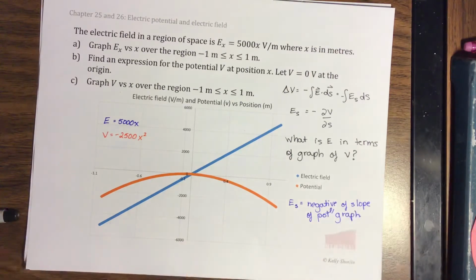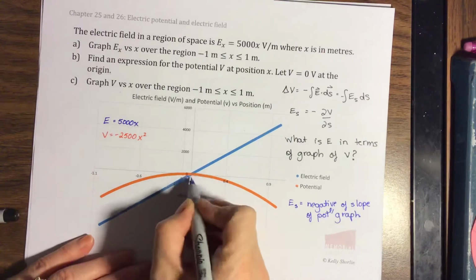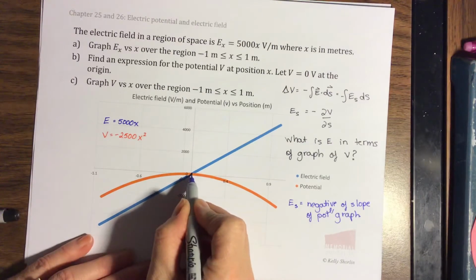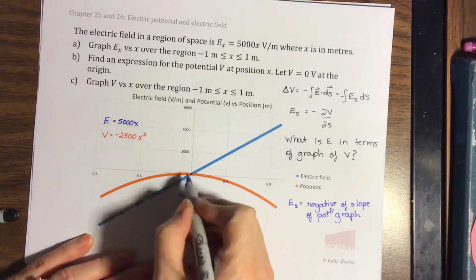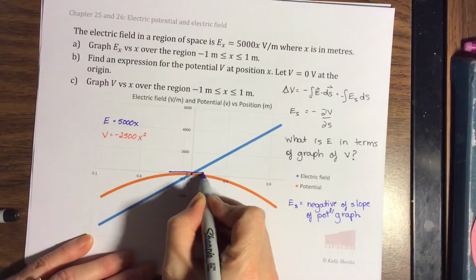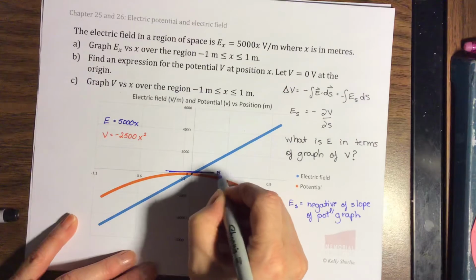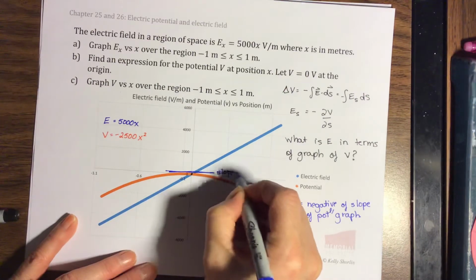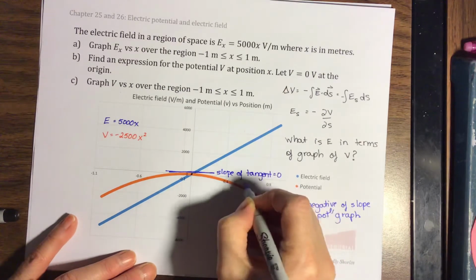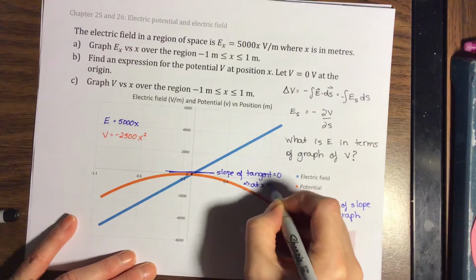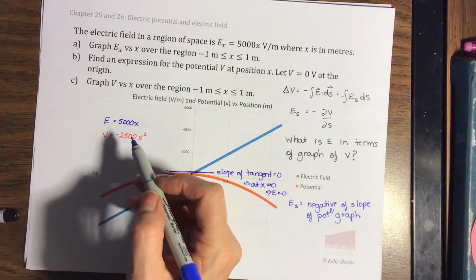Let's just look at a couple of spots on our graph here and see if it makes sense. Let's look at 0 first, where x equals 0. At x equals 0, if we wanted to find the slope on the graph, so the orange is our potential line, we would draw a tangent. And our tangent would be a horizontal line. The horizontal line would have a slope of 0. So at the origin, the slope of the tangent is equal to 0. So at x equals 0, the electric field equals 0. And that matches our equation for electric field, so that's good.